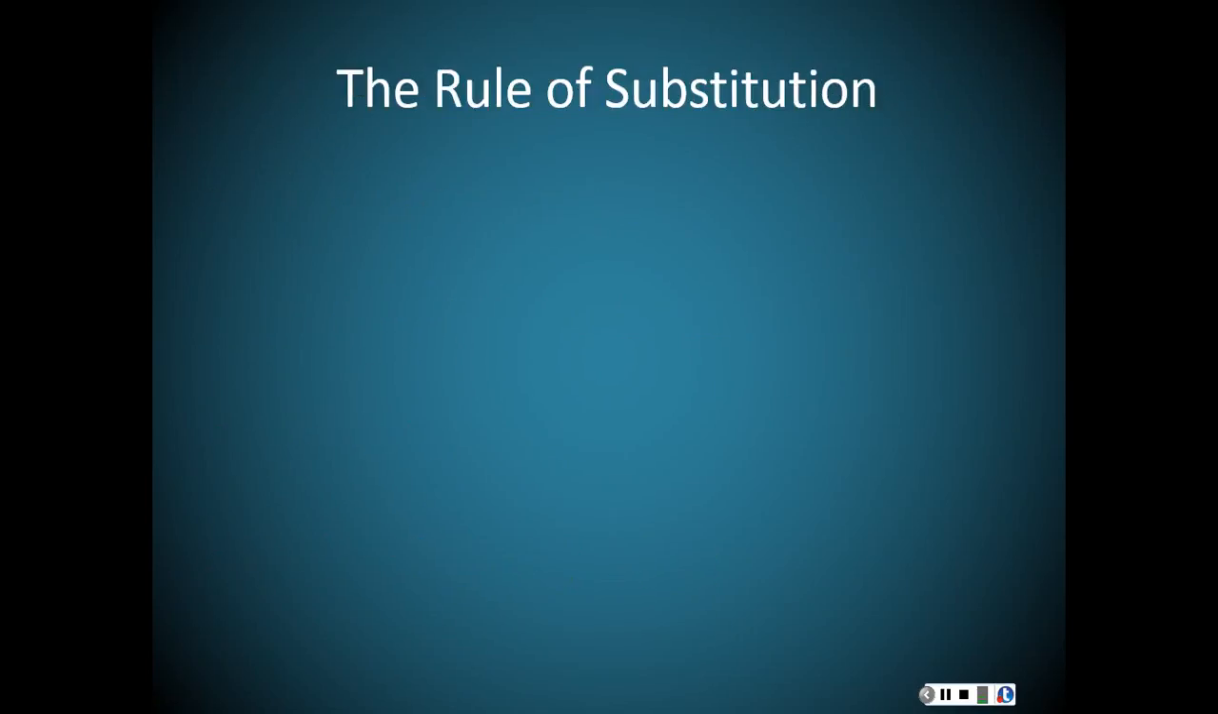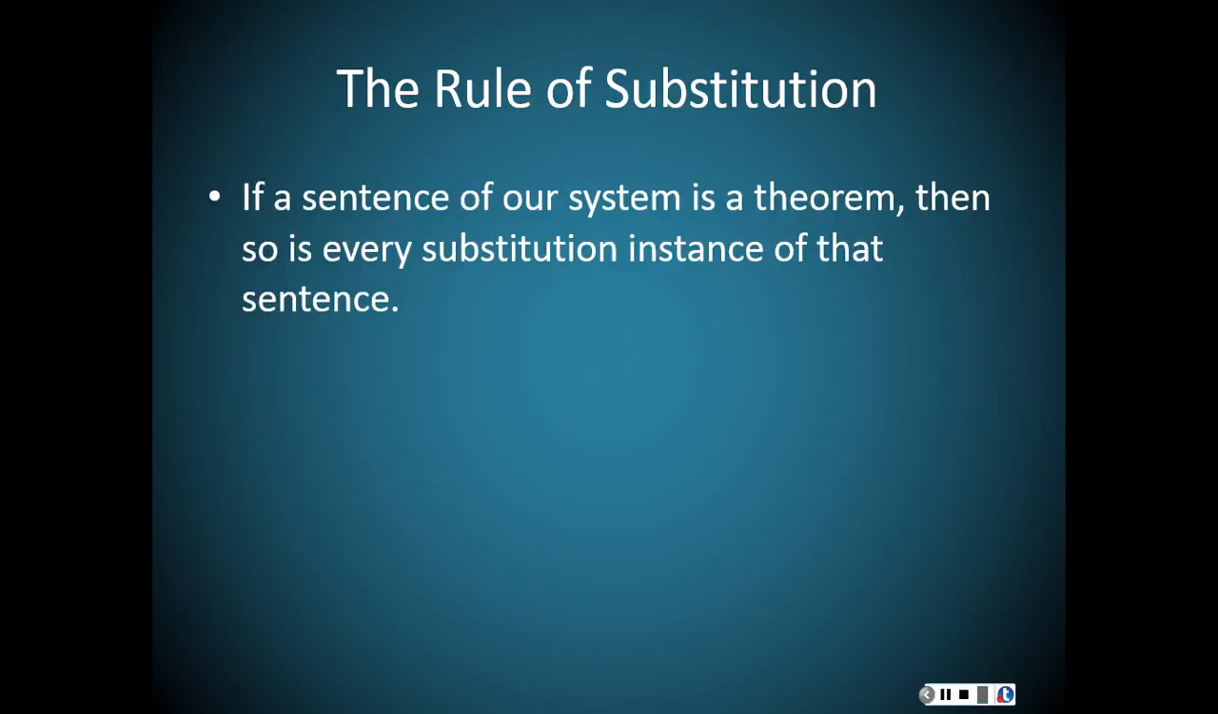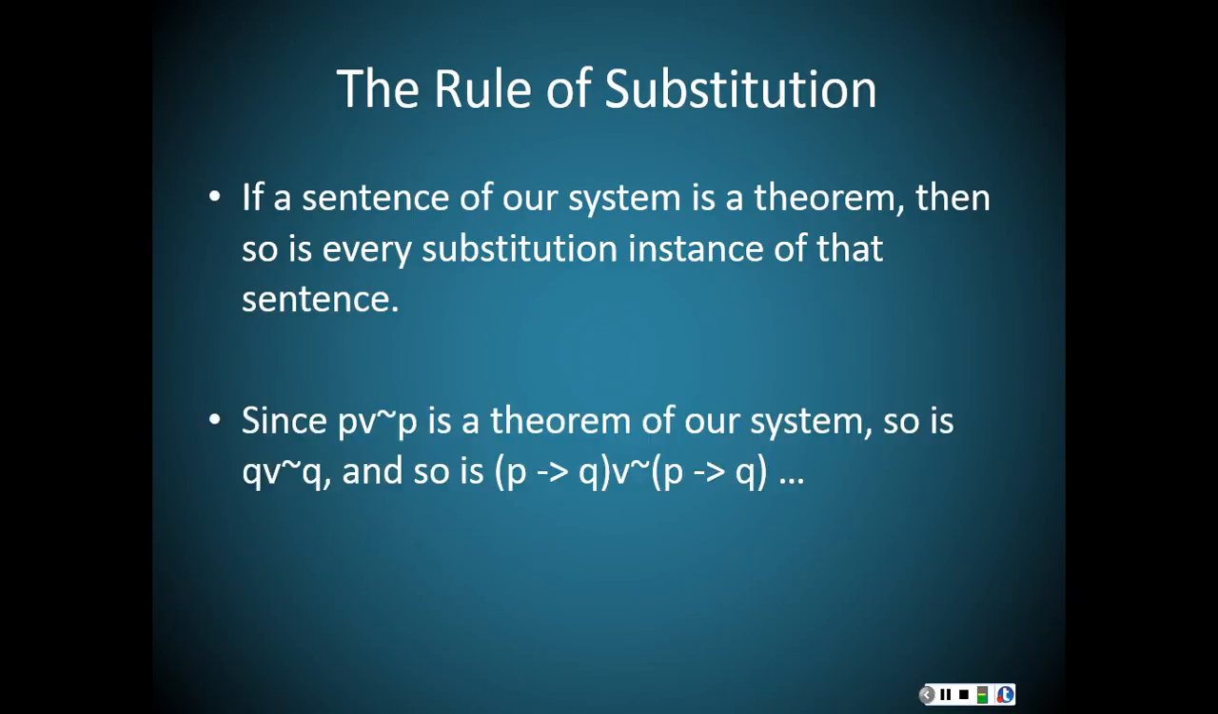Okay, now that we have the notion of a substitution instance of a sentence in mind, we can introduce what we're going to call the rule of substitution. The rule of substitution tells us that if a sentence of our system is a theorem, then so is every substitution instance of that sentence. So, for example, since P or not P is a theorem of our system, so is Q or not Q. And, for that matter, so is if P then Q, or it is not the case that if P then Q.